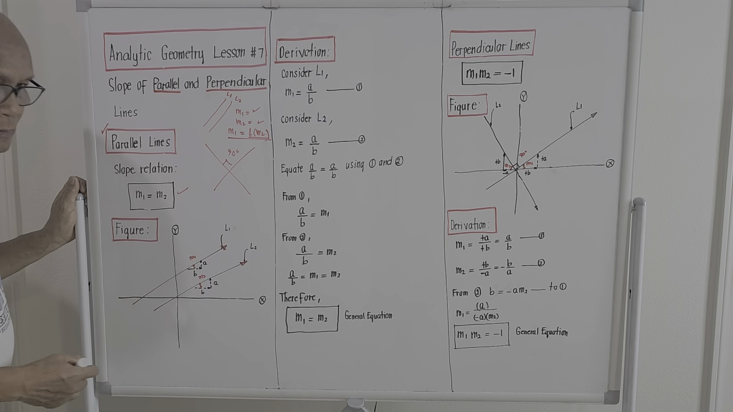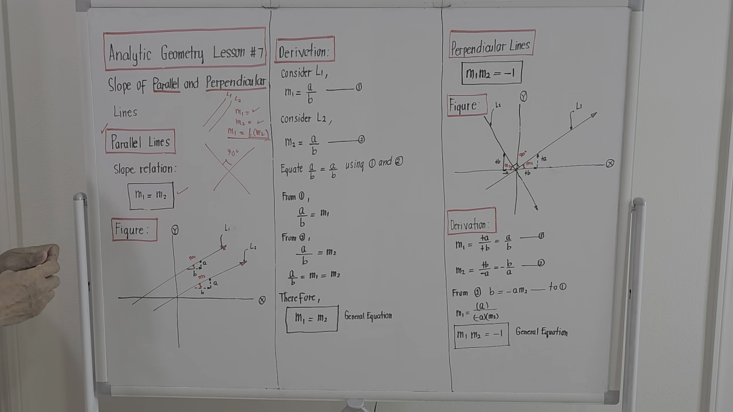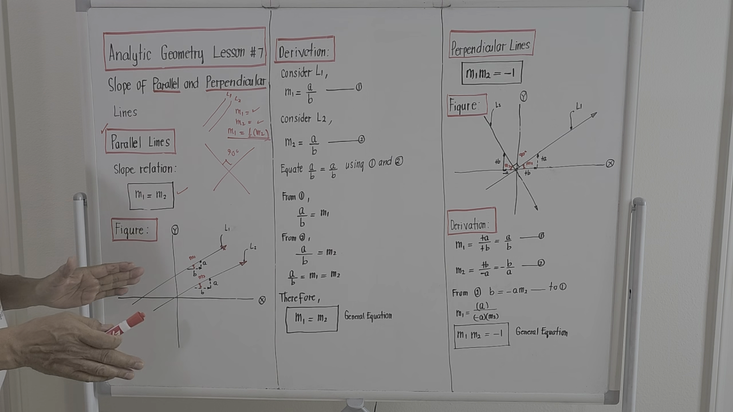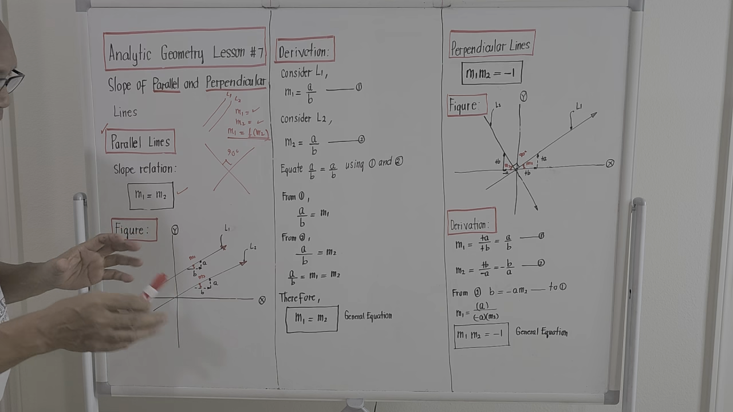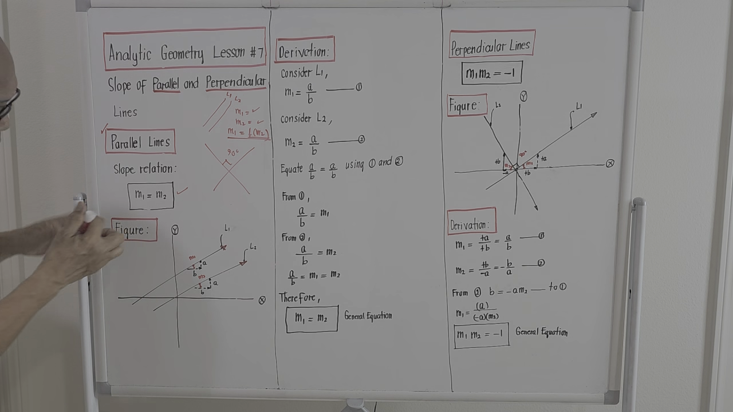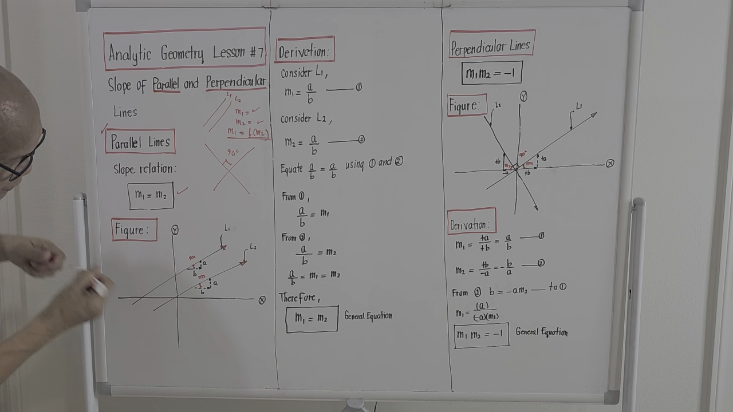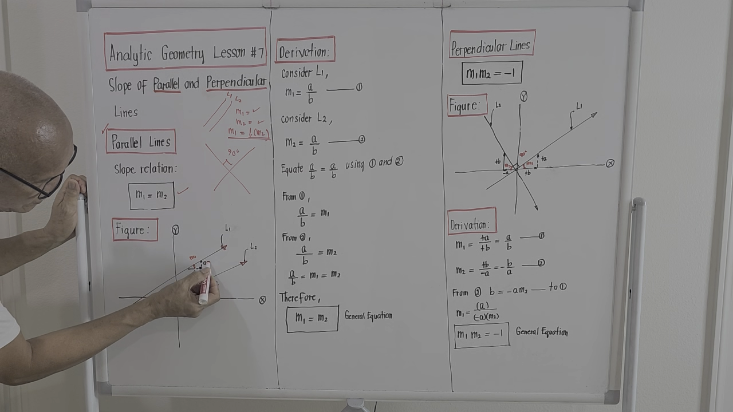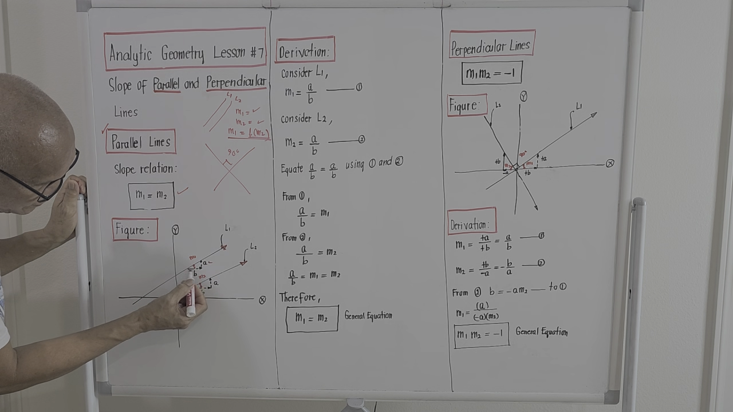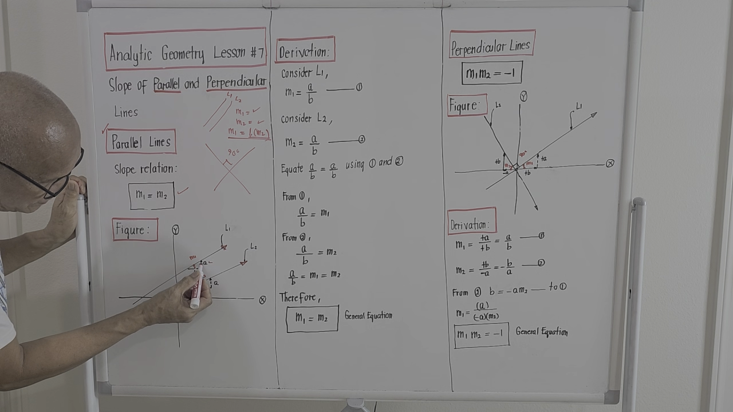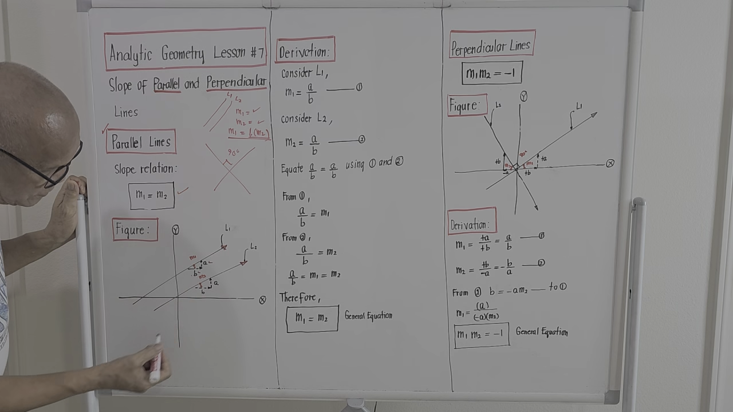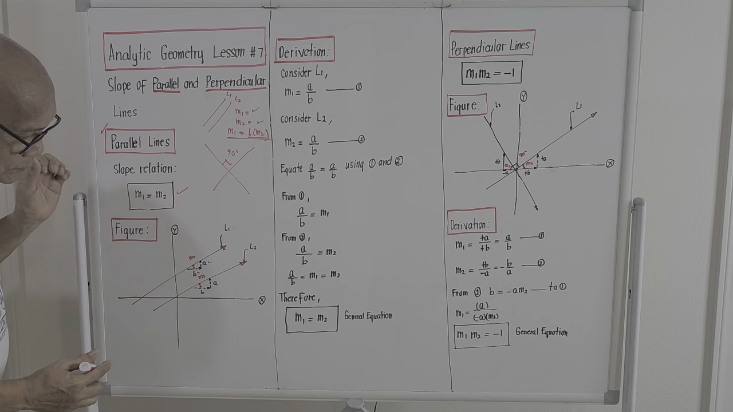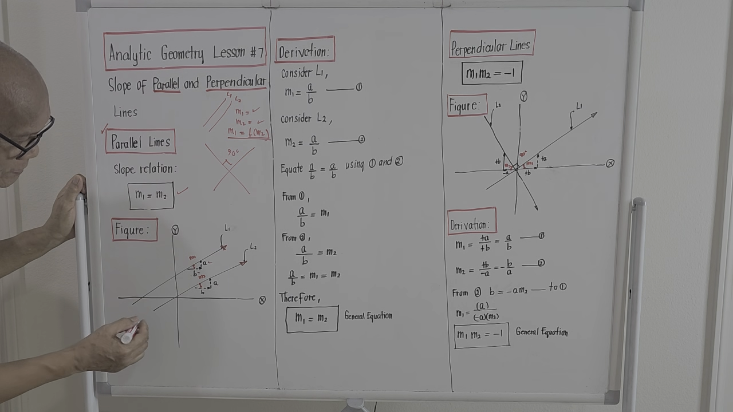They are both parallel. So if we try to designate the slope of these two parallel lines, for line number 1, I represent the vertical change in y as A, and the horizontal change in x as simply B. This is plus A, and this is plus B. It's in the first quadrant, right? So they are both plus.